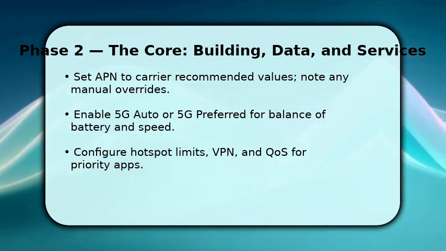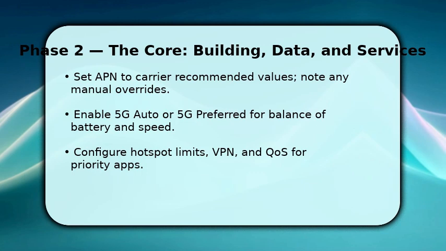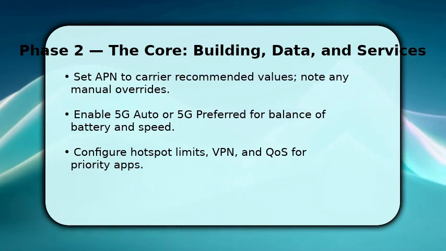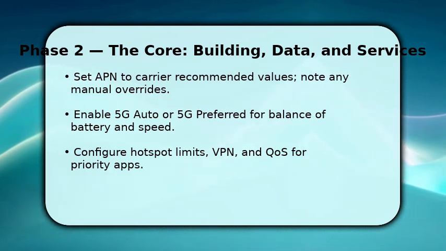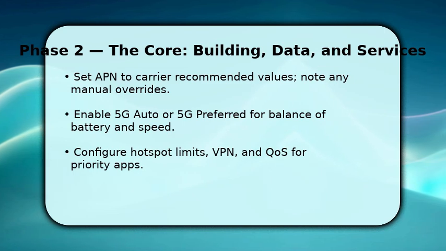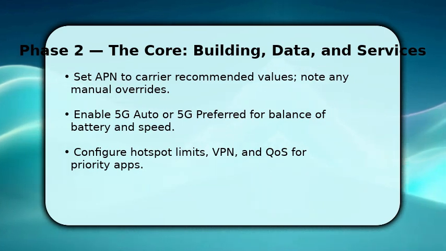Next, configure hotspot limits, enable a VPN if you want privacy, and set QoS rules to prioritize video or work apps. Once done, run a speed test and check background apps that may consume data and trigger throttling. Finish by locking in stable performance.